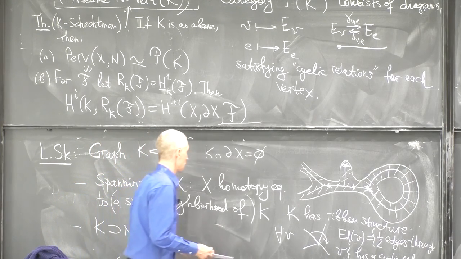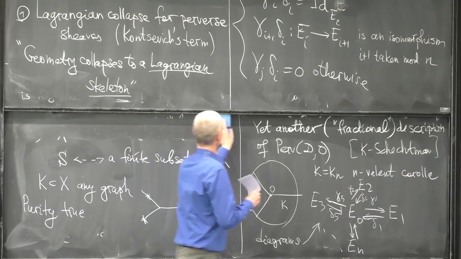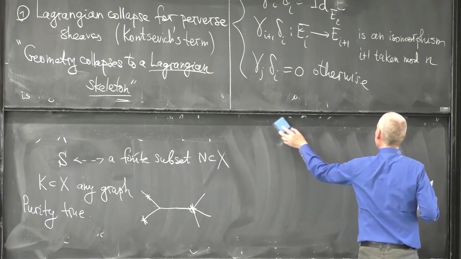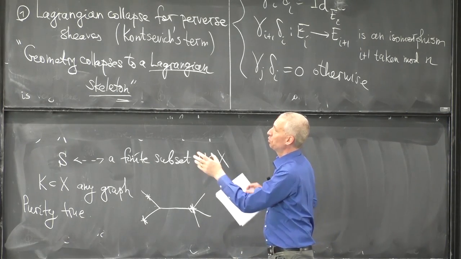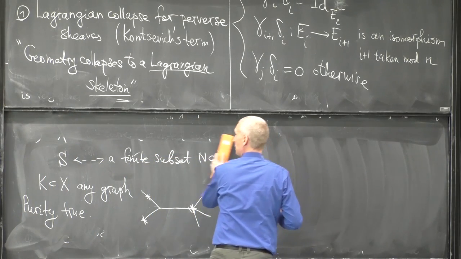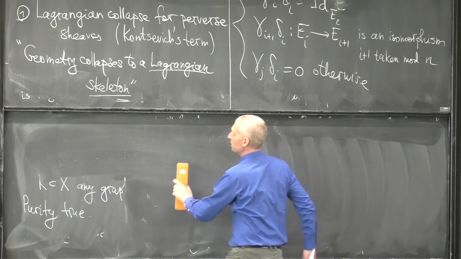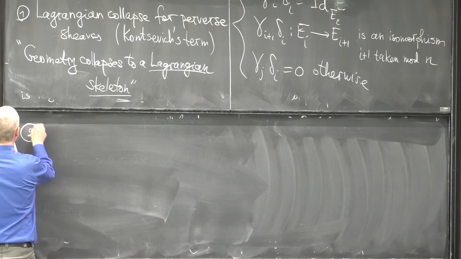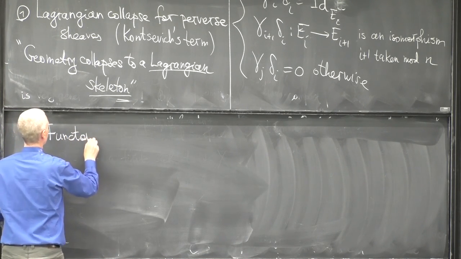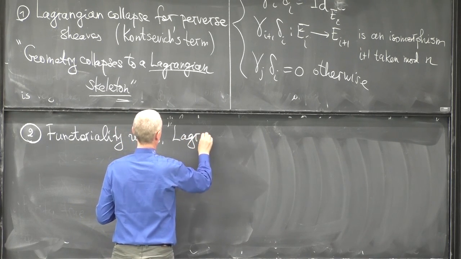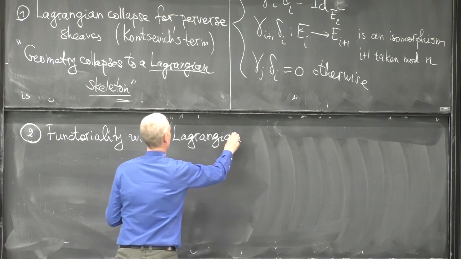Let me discuss two more features of perverse sheaves on curves. First I discussed Lagrangian collapse, where something was collapsing to a Lagrangian variety, but now I want to consider a different type of collapse. Now what I want to do is to collapse Lagrangian varieties themselves, or call them Lagrangian contractions. Again it's for curves, so being Lagrangian here simply means being a graph. Let's call this part functoriality with respect to Lagrangian contractions.